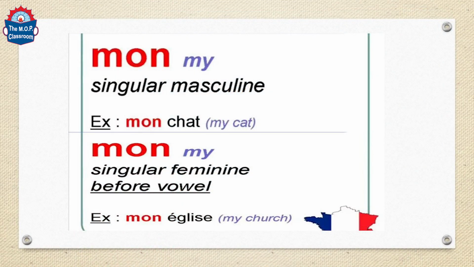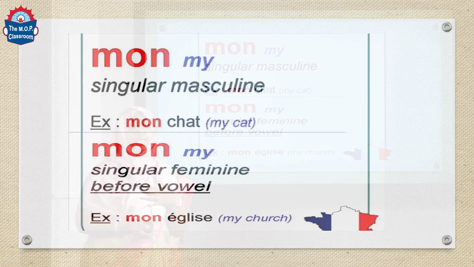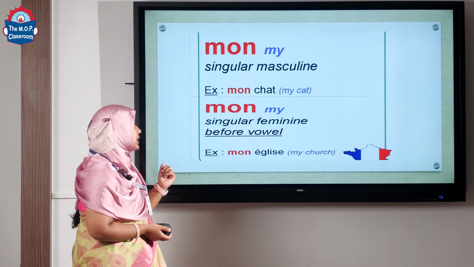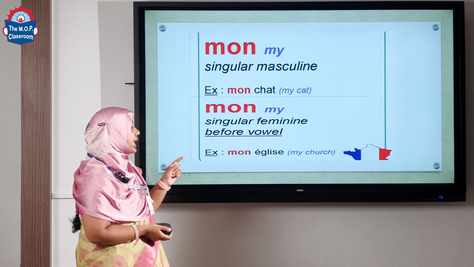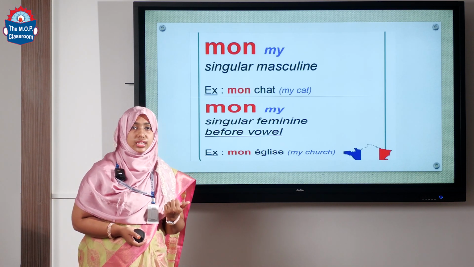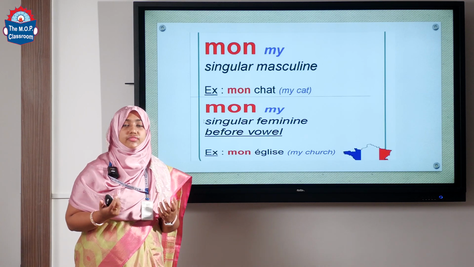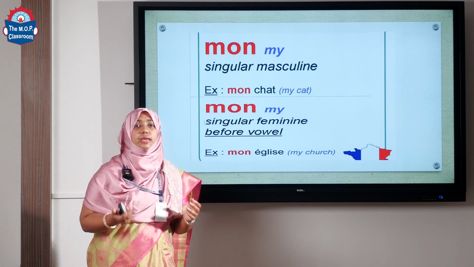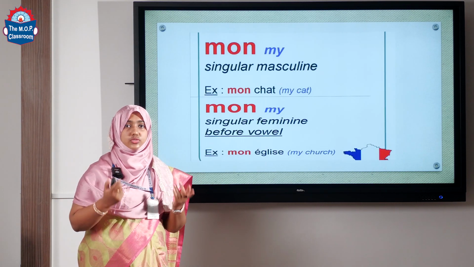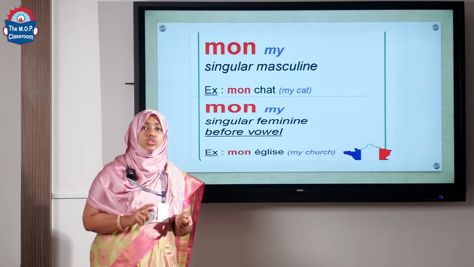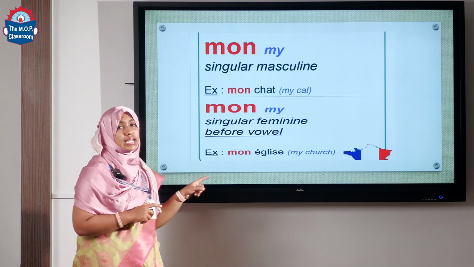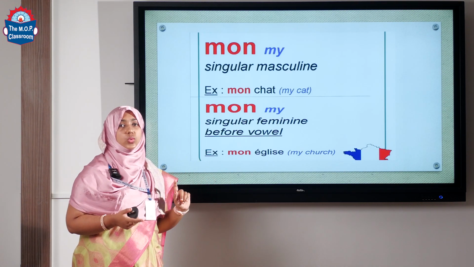For example, mon chat, my cat. So cat is masculine singular, so we have used mon. Then we have mon église. Église is church. It's starting with a vowel. So église is feminine, but we can't use ma. In that case, it would be ma église. As you know, two vowels cannot be together in French. For that reason, we use mon. Even though église is feminine, we use mon. So using mon avoids vowel clash.